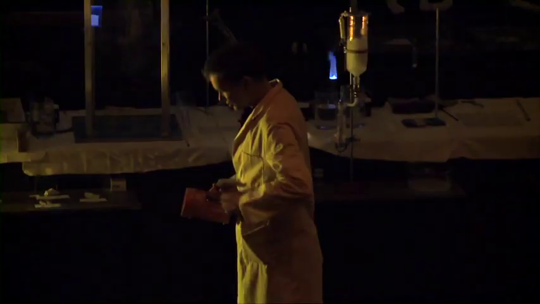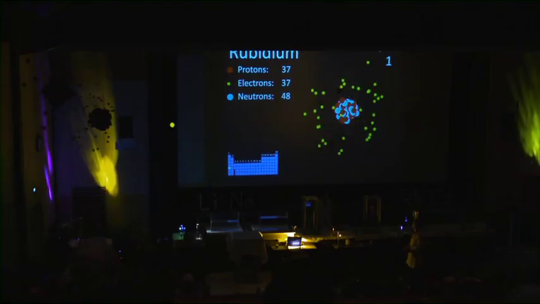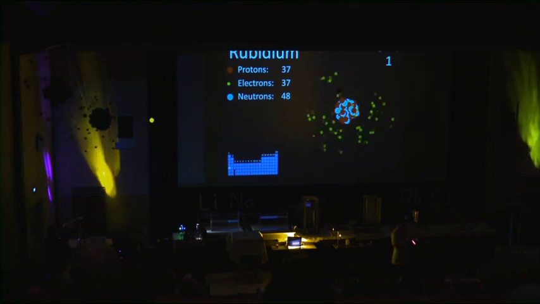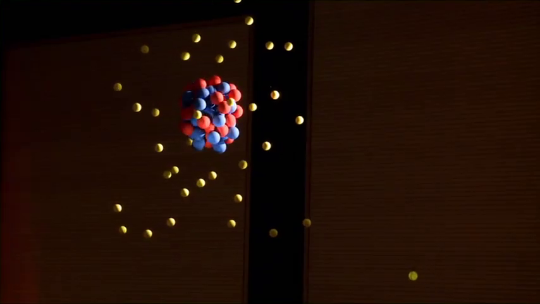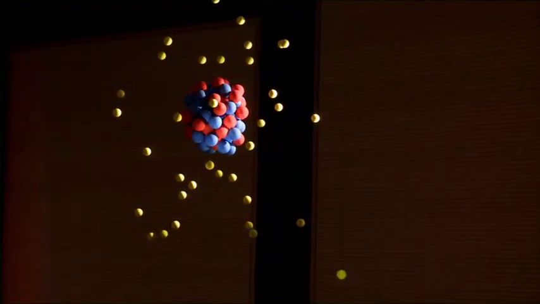Next element, what do we come to after potassium? We come to rubidium, and again, one electron in its outermost shell. Rubidium is shown up here. And there is its electron, okay? One electron in its outermost shell.